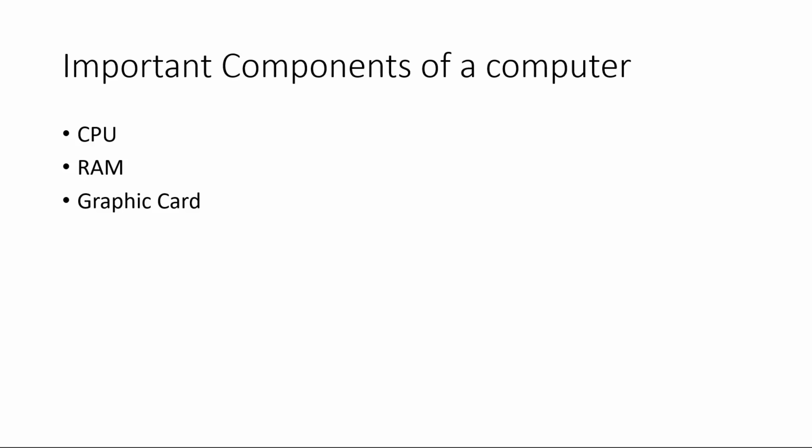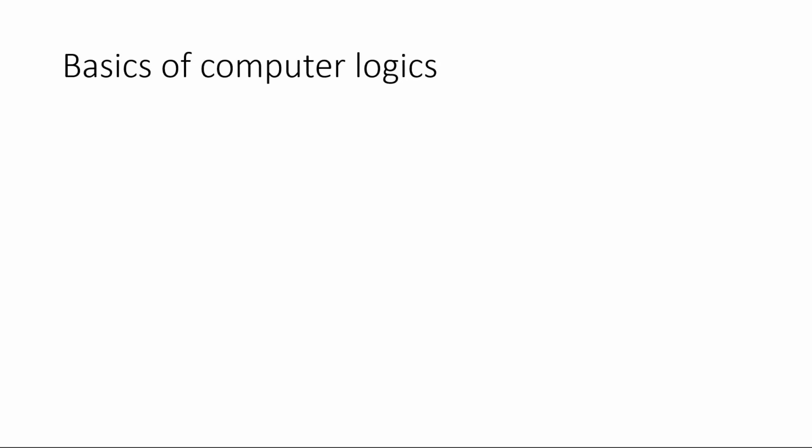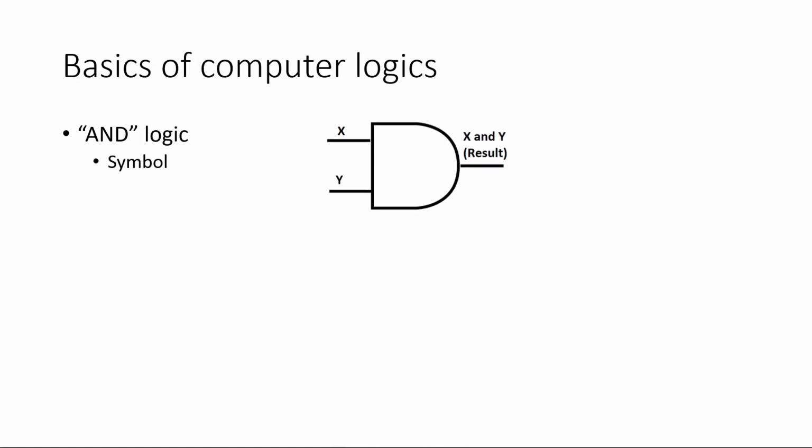Now let's talk about the motherboard. The motherboard is the place where all of the other computer components will be plugged in. For example, the CPU you have, or RAM, or graphic card, etc. Okay, now let's talk about the basics of computer logic. The first logic is AND logic. This is the symbol of AND logic.